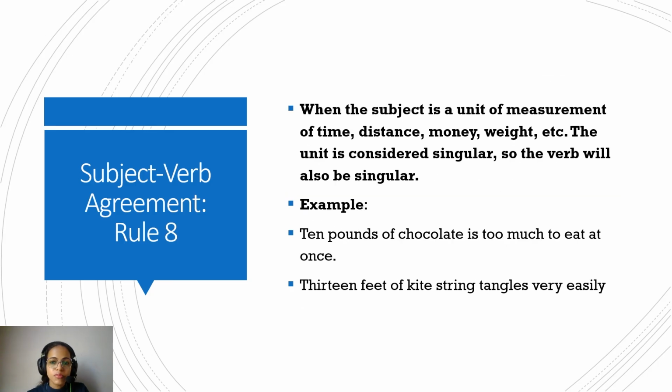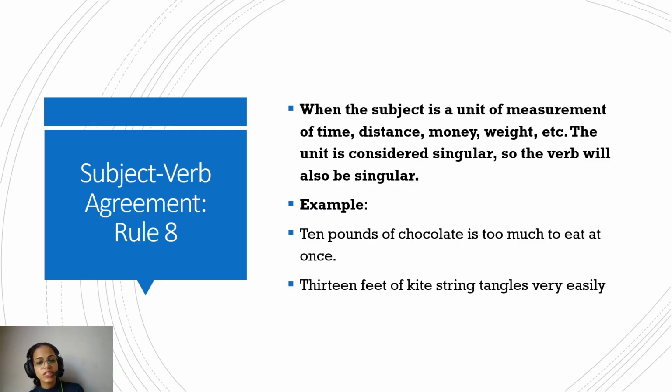Okay, simple enough. When the subject is a unit of measurement of time, distance, money, weight, etc., then the unit is considered singular. So the verb will also be singular. So, 10 pounds of chocolate is too much to eat at once. Again, it's a unit of measurement. 10 pounds, although it seems plural, if you try to picture 10 pounds of chocolate, you will think of one bag full of it, or one unit. Whenever a unit of measurement, time or distance is used, it kind of gives a box to the whole subject, and that's why it feels like one singular thing.